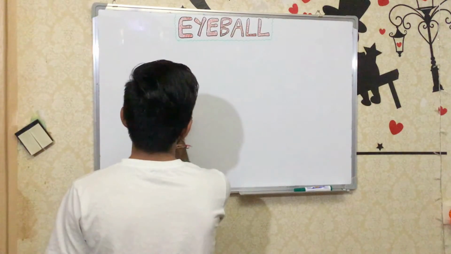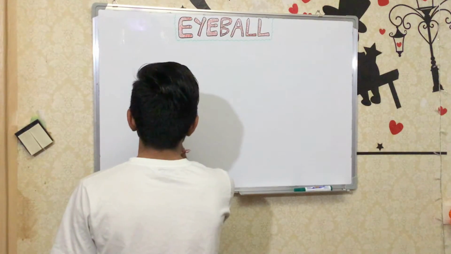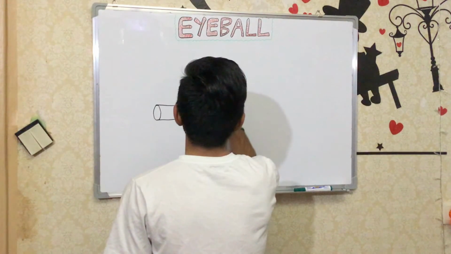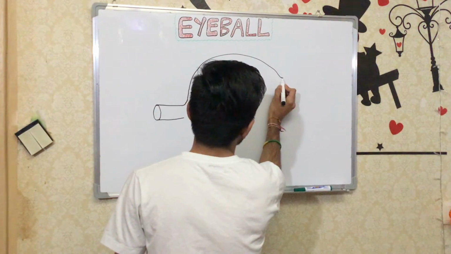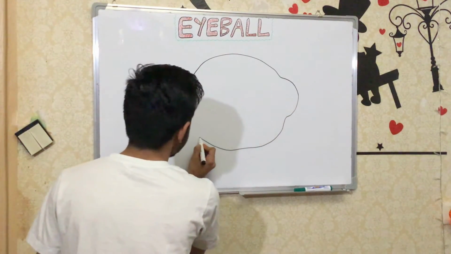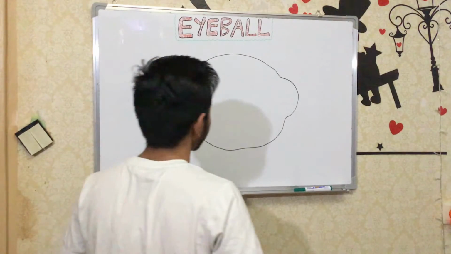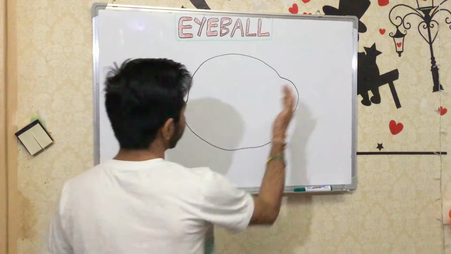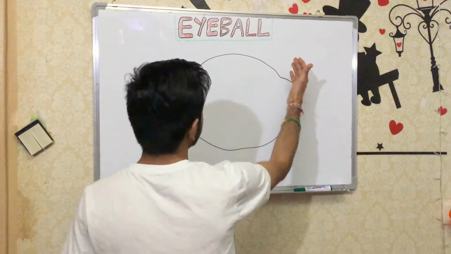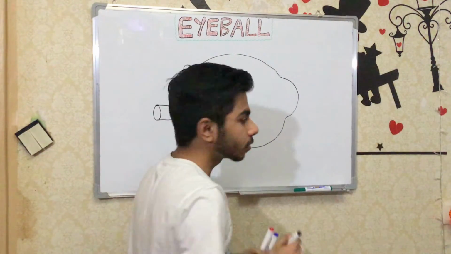So here I am going to draw the diagram of the eyeball. This is probably the structure of our eyeball. This is the most anterior part, which is bulging outwards, and this is the posterior part. This is the part through which we see the objects.